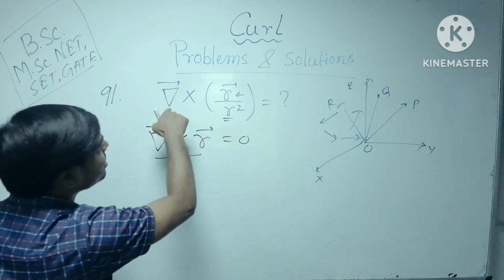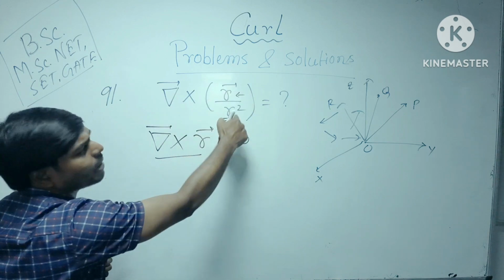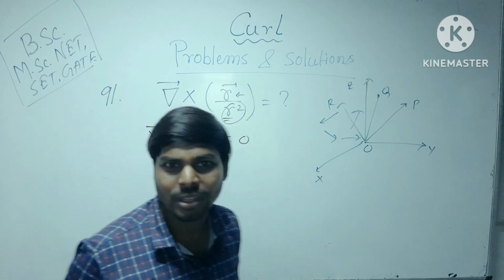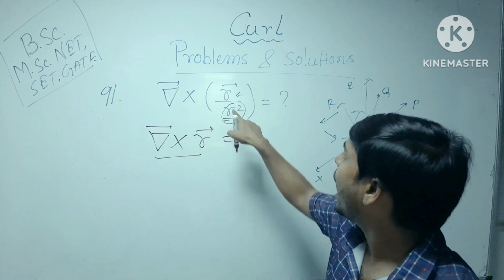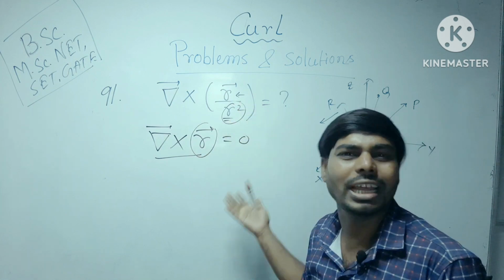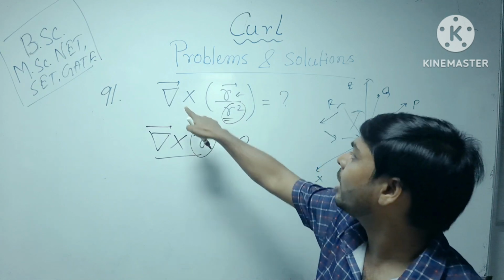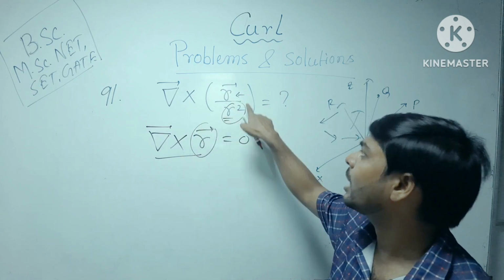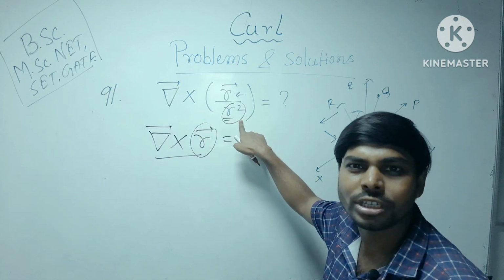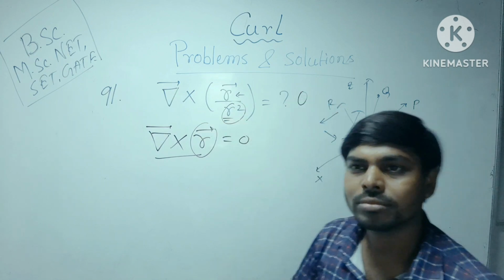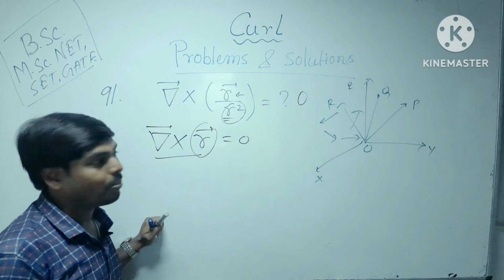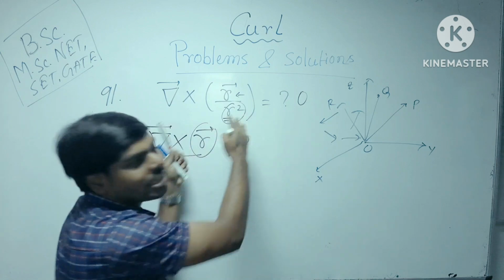But is it the curl of r? No, it is r vector by r square. What is this r square? R square is a scalar quantity. So whatever the value of r, it is just divided by a scalar quantity. It is the same thing: curl of r vector, or curl of r vector divided by any number, always gives you 0. So how did we solve that one? By our intuition, by observing the physics behind this problem.